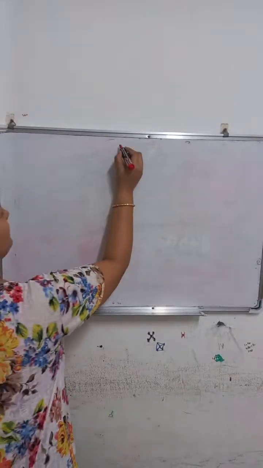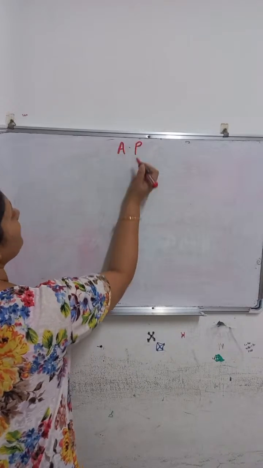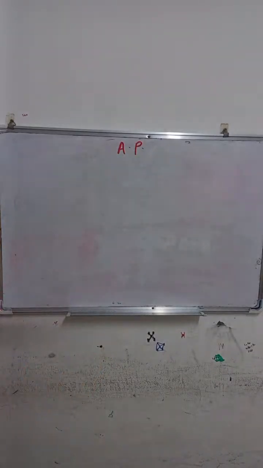We are revising arithmetic progression. I will give you some key points, then we can start this chapter. We will discuss some basics of this chapter and then we will go for the numericals. Arithmetic progression, we are writing it as AP. A means arithmetic, P means progression.